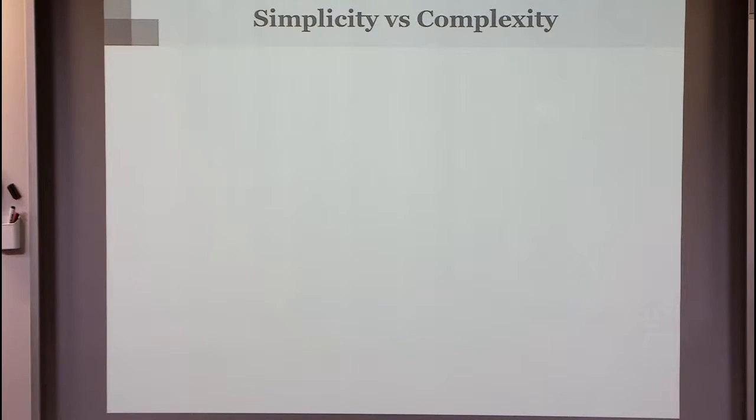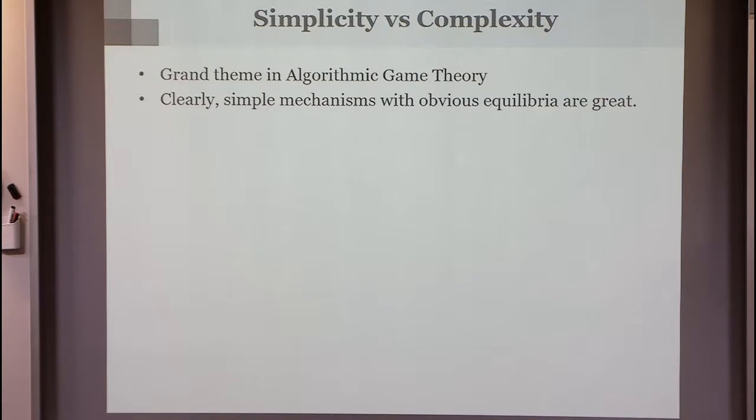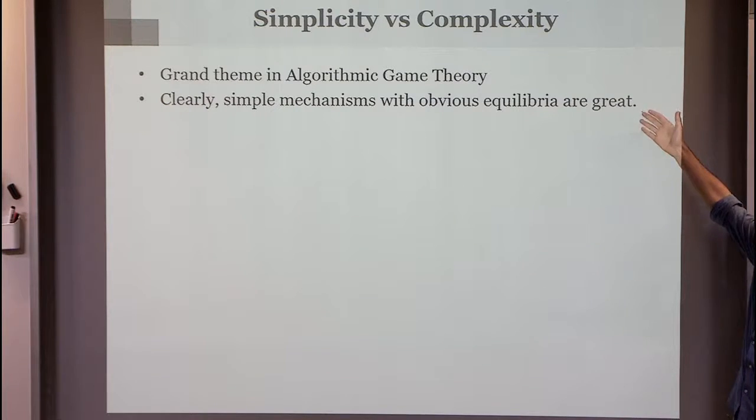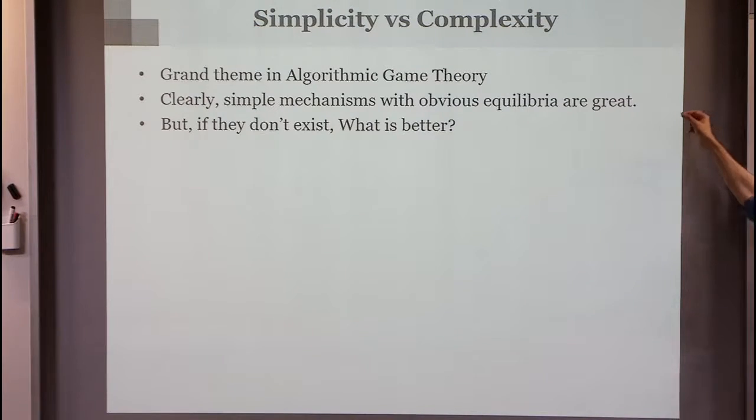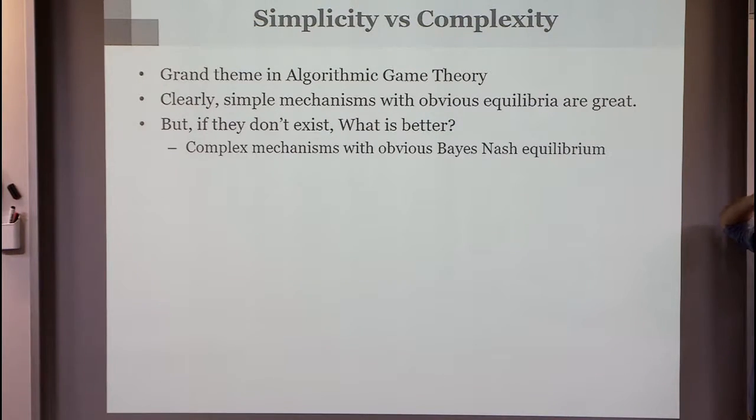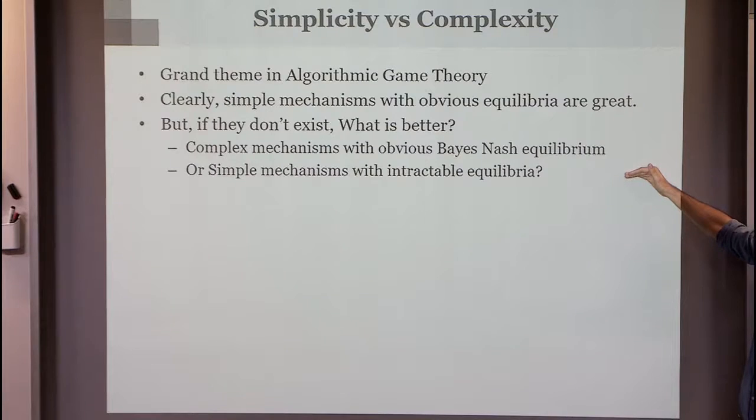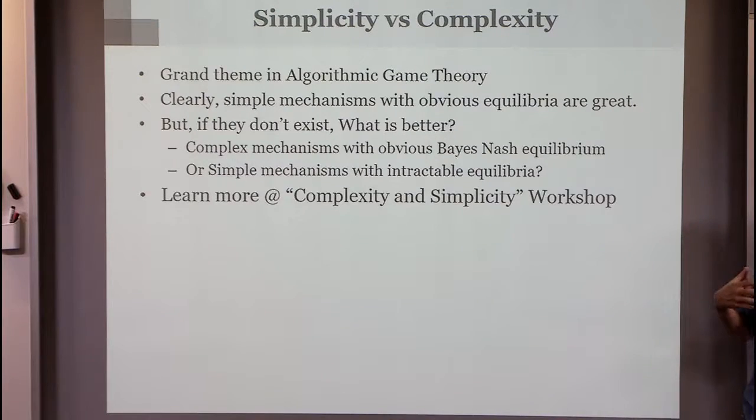But this is an interesting point to mention a very interesting simplicity versus complexity trade-off that is important for mechanism design, and in fact is part of the title of the second workshop this semester. Clearly, if you have a simple mechanism with obvious equilibria, this is a great thing to use. But what if you can have this thing? Is it better to have a complex mechanism with obvious Bayes-Nash behavior or a simple mechanism with intractable equilibria? I'm not going to answer this question, but you're invited to our workshop in October to study this problem.